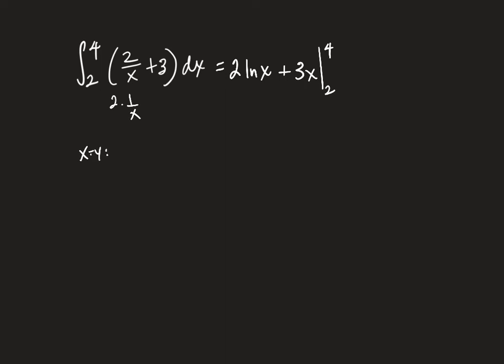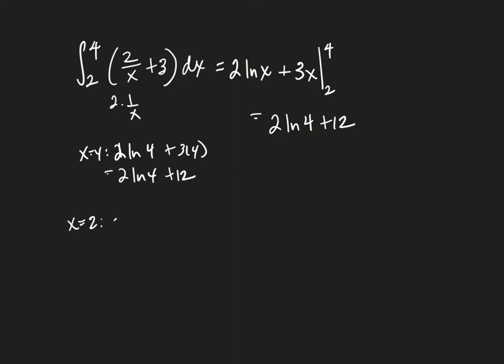So when x is 4, we get 2 ln of 4 plus 3 times 4. So that's 2 ln of 4 plus 12. And then when x is 2, we get 2 ln of 2 plus 3 times 2, which is 2 ln of 2 plus 6.